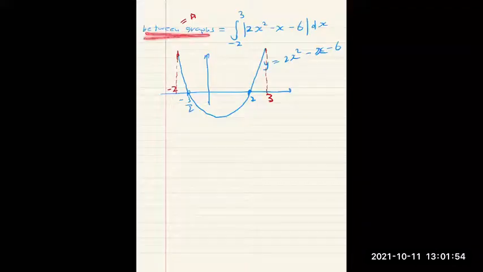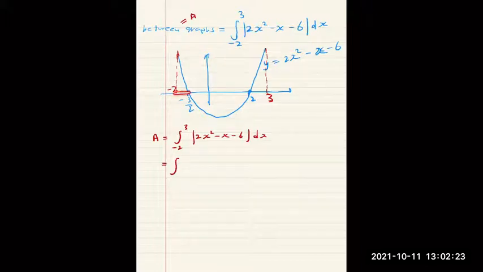All right, note that the area between graphs is given by this integral. I'll call the area between graphs A, for convenience. A is equal to this definite integral, from -2 to 3, absolute value of 2x squared minus x minus 6. Now I'm going to split this integration into 3 parts. First I'm going to consider the integration on this interval. On this interval, this function is positive because it lies above the x-axis. So the absolute value of the function is the function itself.